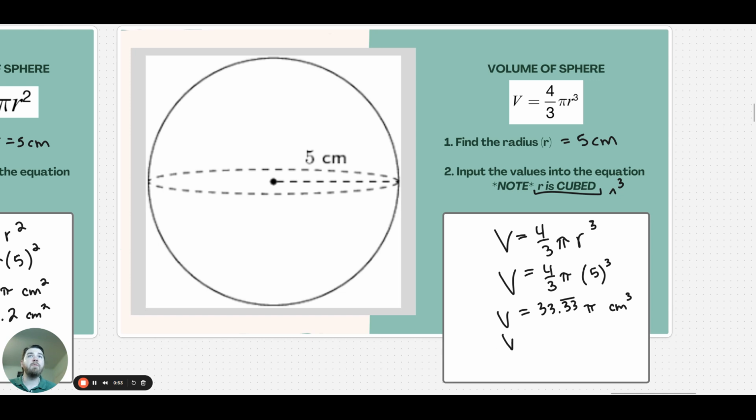If I didn't want it in terms of pi, I just plug 33.33 pi into my calculator, and when I do that, it comes out to be 523.6, and then that is going to be cubic centimeters. And that's the volume of a sphere.